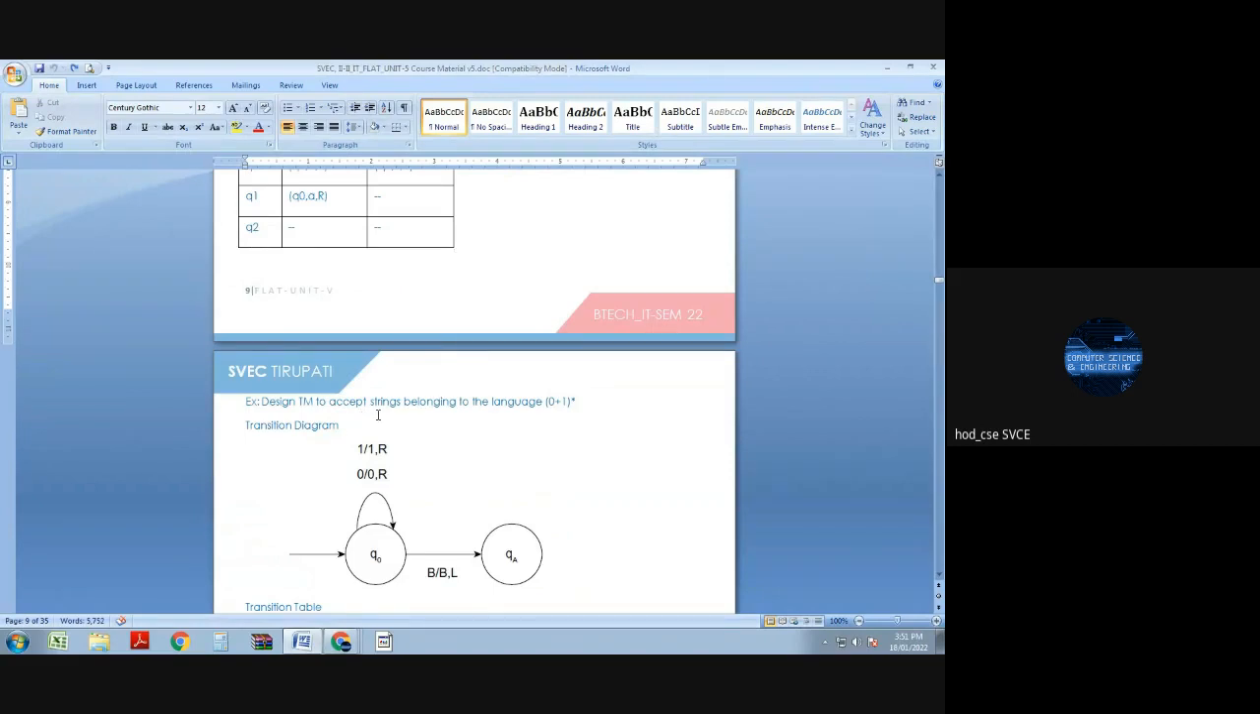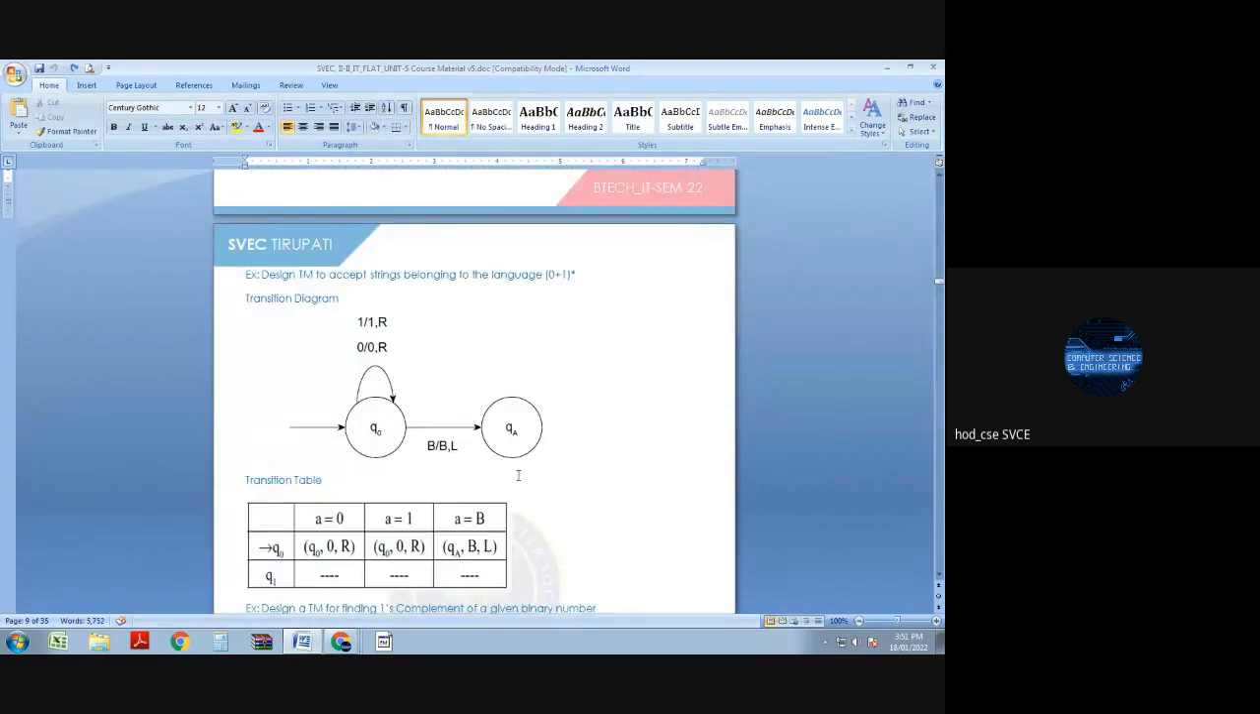Design a Turing machine that accepts strings belonging to the language (0+1)*. See here, (0+1)*. Either we can start with 0 or 1, 1, 1, 0, 0, or any combination of 1 and 0. So there are no more restrictions here. Simply (0+1)* over the input alphabet sigma.